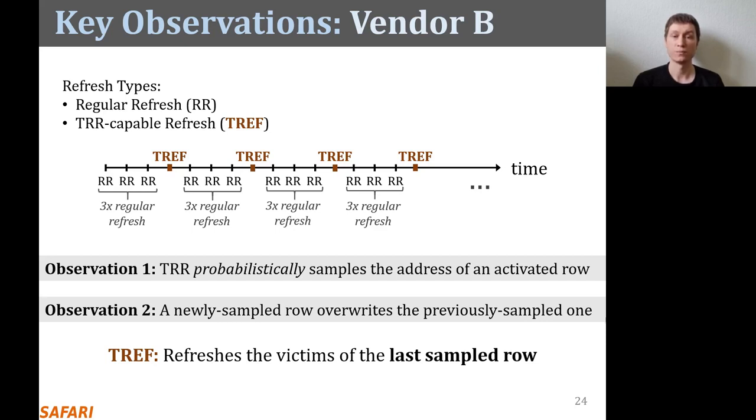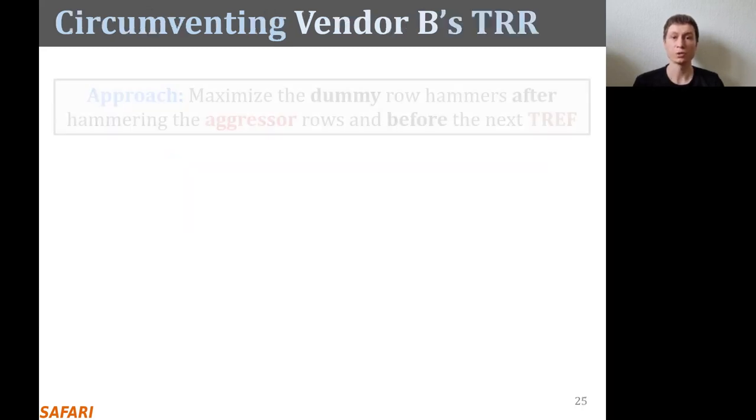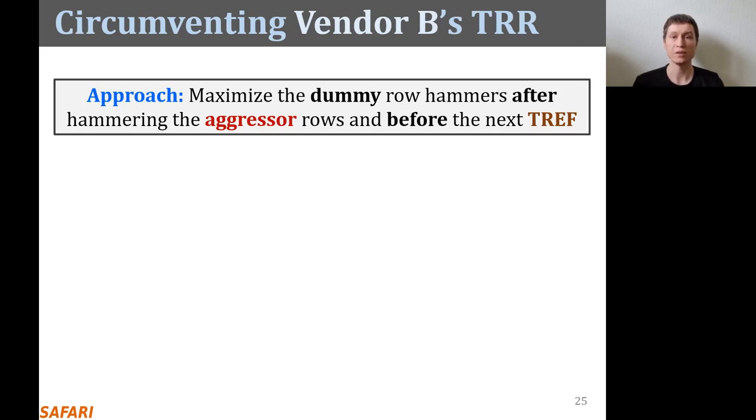TRR mechanism. This mechanism seems to assume that an aggressor row will be activated frequently enough such that TRR will sample the aggressor row with a high probability, even if the probability of a single activation being sampled is relatively low. To circumvent the TRR mechanism of vendor B, our approach is to maximize the probability of having a sampled dummy row by hammering a dummy row as many times as possible before the subsequent TRR-capable refresh.